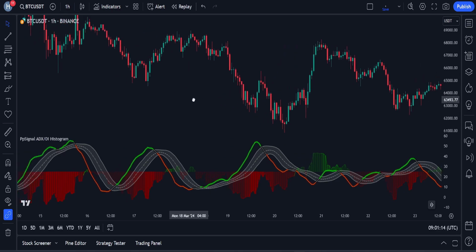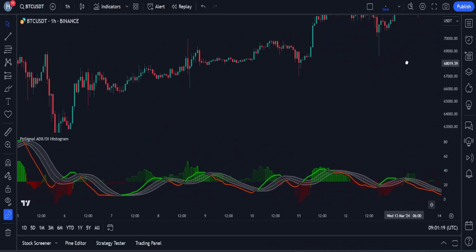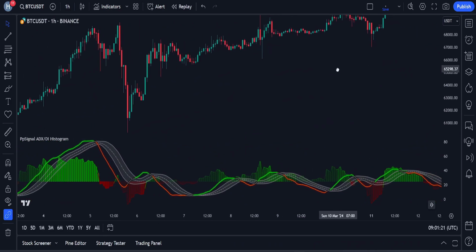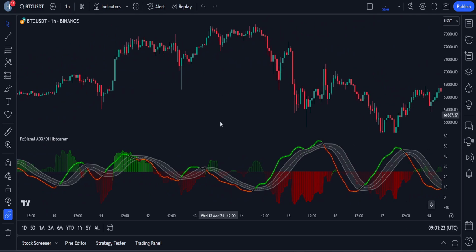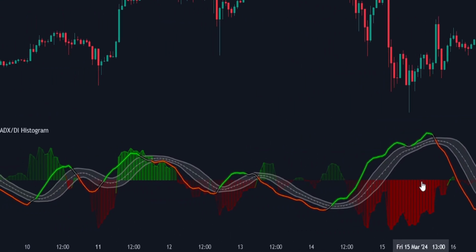So it is very clear now how we can use this indicator in our trading. When we have buy or sell signals, we will confirm them with the help of the histogram. For a sell signal to be valid, the histogram should be red in color. And for a buy signal to be confirmed, the histogram should be green in color.